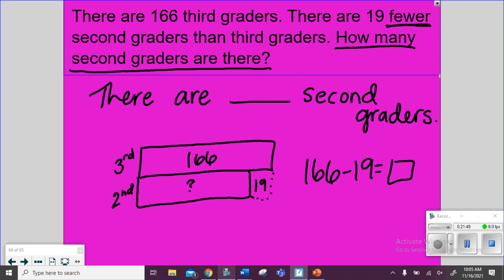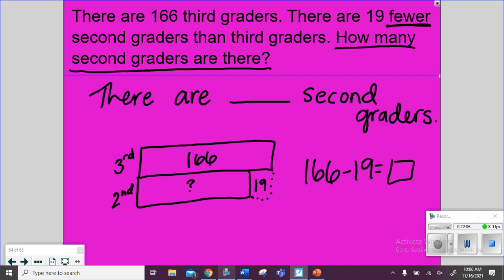Hey, does that look like part whole? Yeah. It's like a weird part whole, isn't it, Bladen? Do you see it? Where's the whole? Oh, the 166. Where are my parts? The 19 and the number we don't know yet.